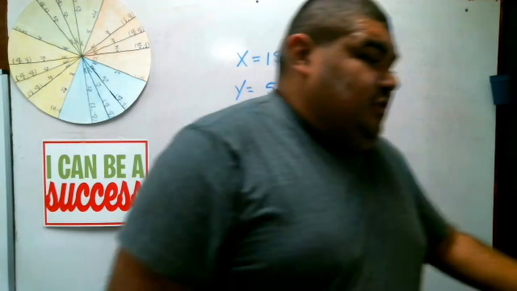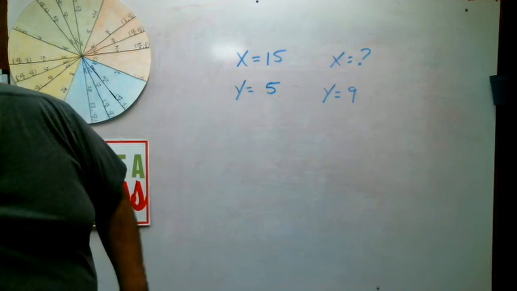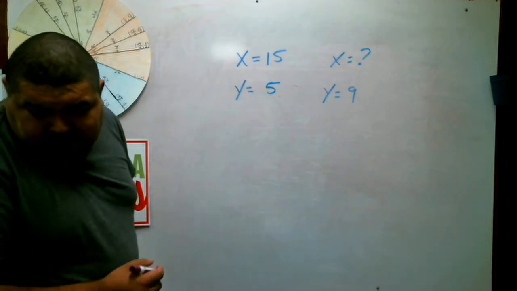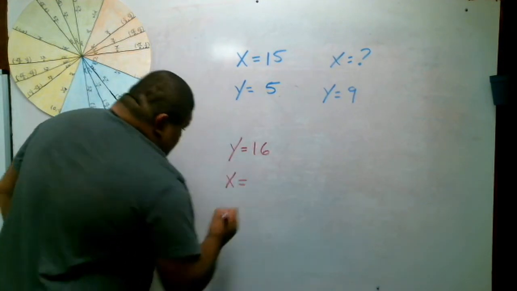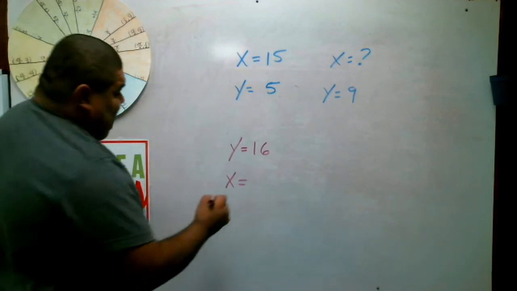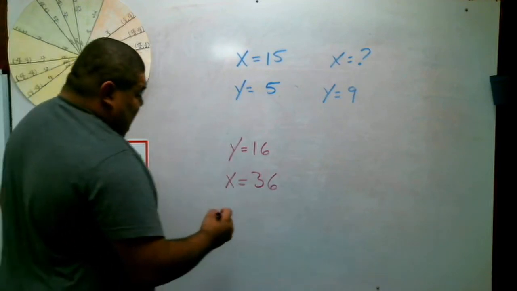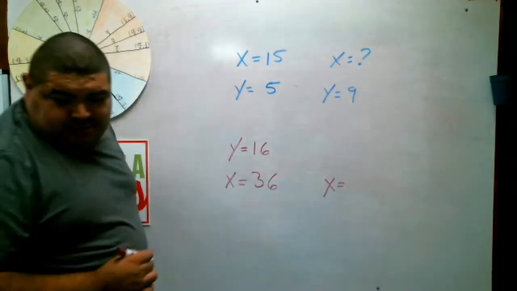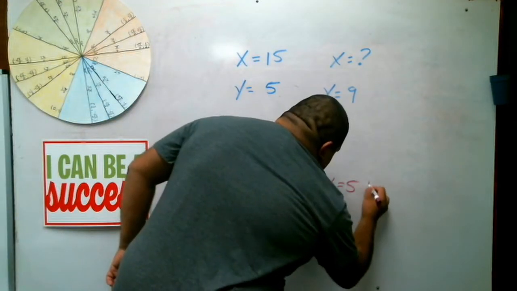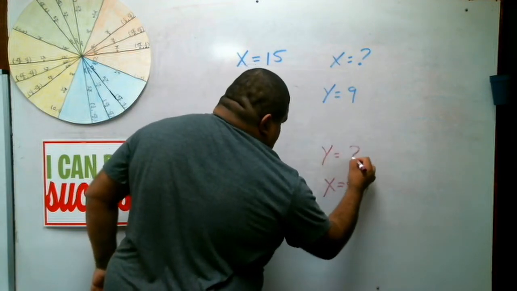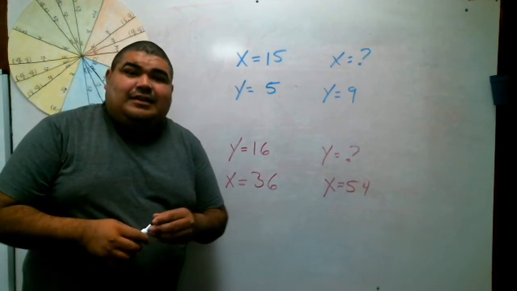Okay? We're going to do one more just for practice. Okay? The second problem is I'm going to have y equals 16 when x equals 36. Okay? Therefore, when x equals 54, what does y equal? Okay? Remember, you're going to find both the direct variation and its inverse.